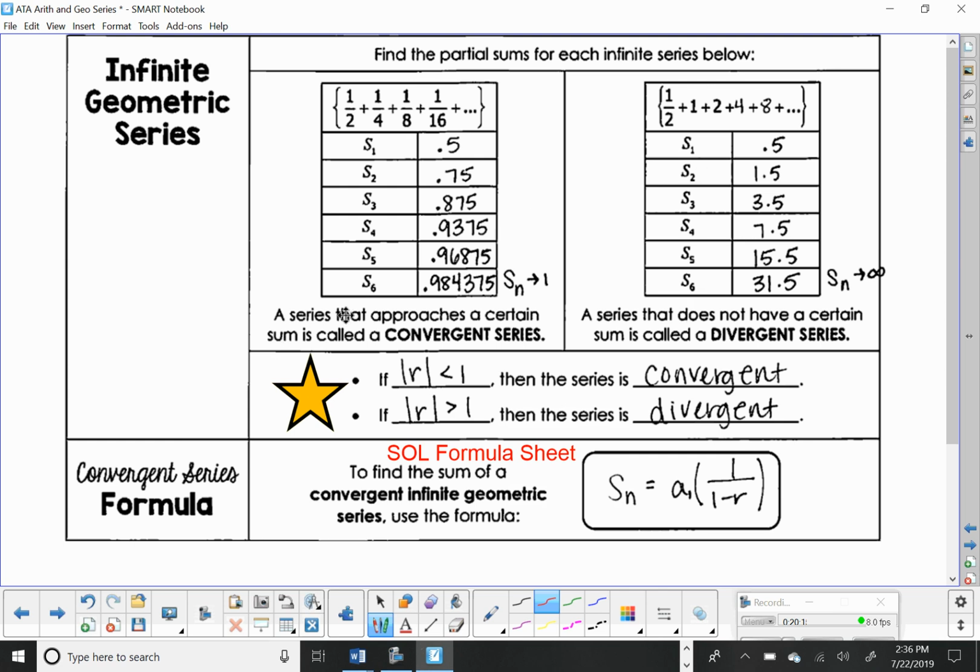Now, a series that approaches a certain sum is called convergent. A series that does not have a certain sum is called divergent. And if you think about it, if I keep multiplying something by a bigger number, if I keep doubling it and doubling it and doubling it, it just keeps getting bigger and bigger and bigger. Never gets smaller. On the other hand, if I keep taking a smaller and smaller portion, then it's going to converge. I'm going to basically be adding 0 to it.